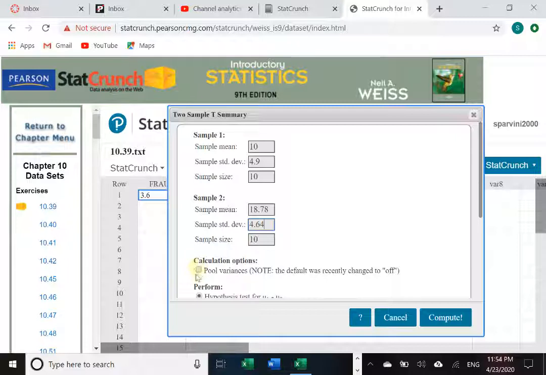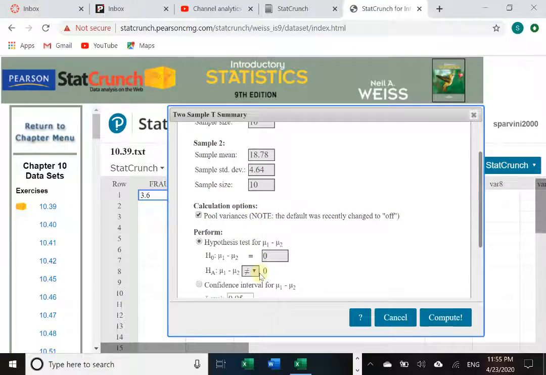And now in here, this is important, folks. You see right in here, calculation options. The default was recently changed to off, so that means we need to turn that back on. We're pooling the variances here. Now this pooling is important for us, by the way, because in chapter 16, which we do right after chapter 10, we're going to be doing the same thing.